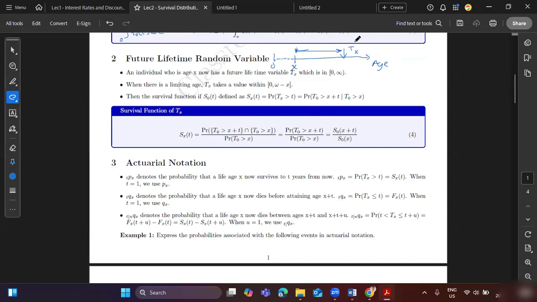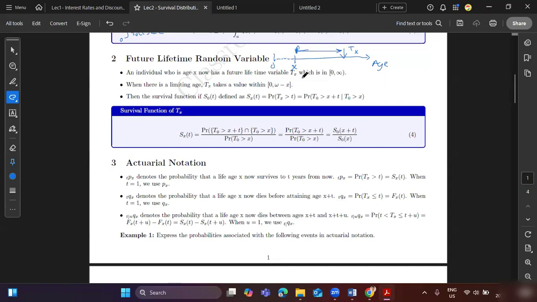This is also starting from 0, because we are starting the counting process from this age and go to somewhere. That's why, with the limiting age omega, as I explained in the previous topic, the starting point is 0, but the end point is omega minus X, because we know omega is the maximum lifetime we can expect for that cohort.